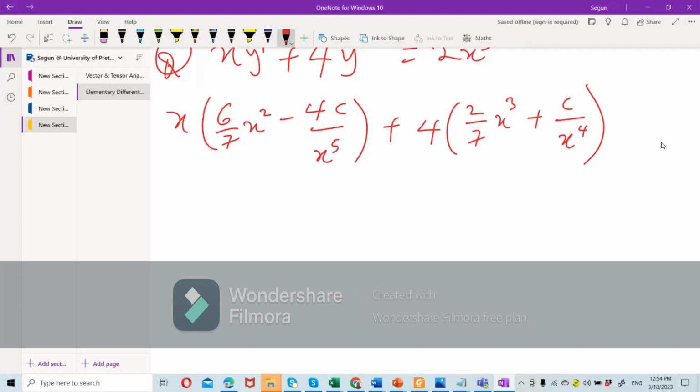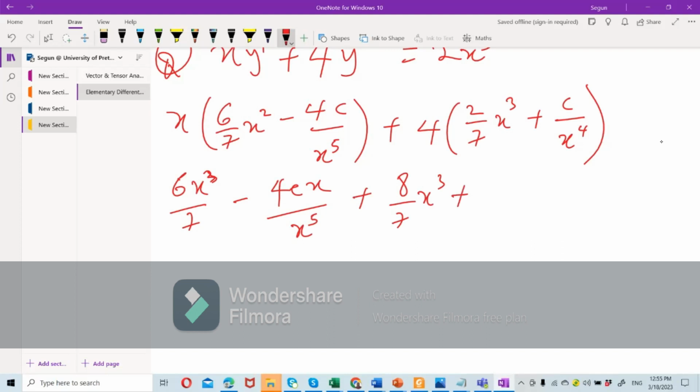So let's open the brackets with x. In this case, we have 6x^3 over 7, minus 4cx over x^5, plus, this is 8/7 x^3, plus 4c over x^4.